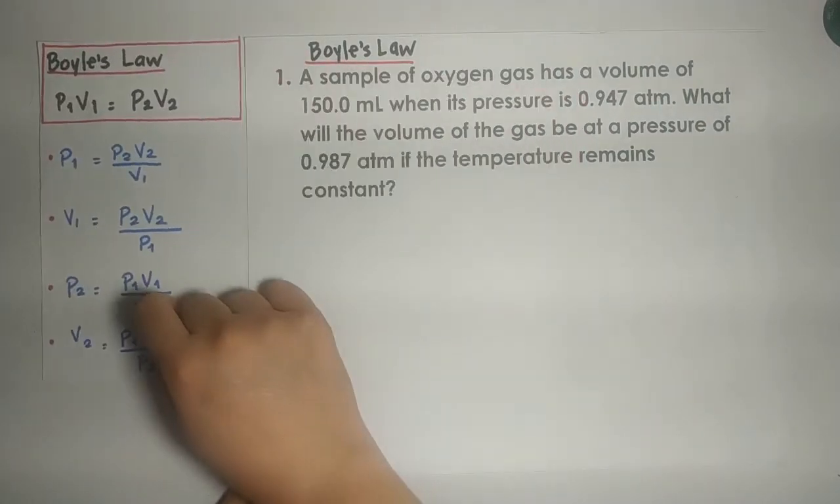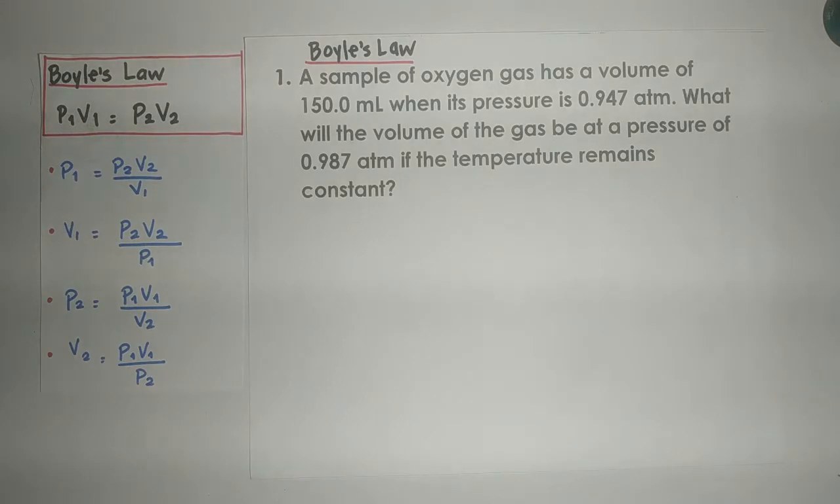Now, let's read the problem and see how we can solve it. A sample of oxygen gas has a volume of 150 milliliters when its pressure is 0.947 atmospheres. What will the volume of the gas be at a pressure of 0.987 atmospheres if the temperature remains constant?